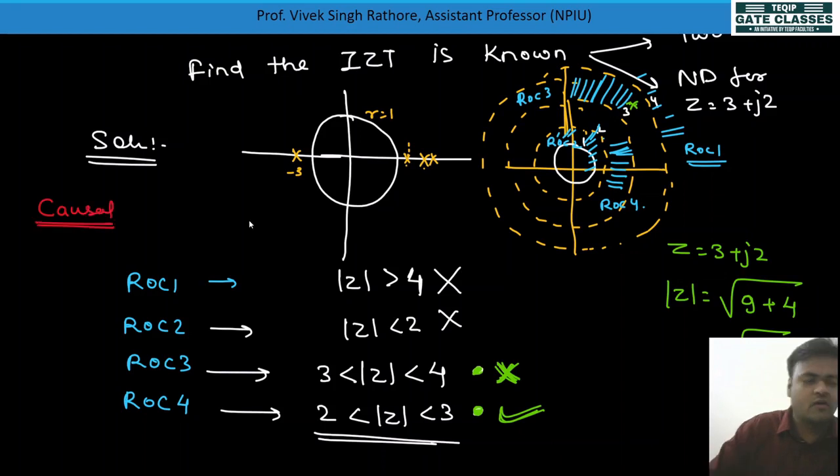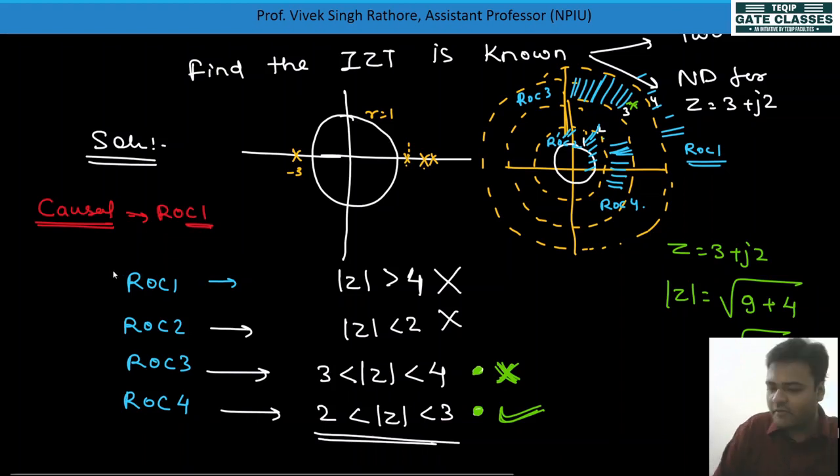which ROC or which inverse Z transform is to be taken, then your answer would be, just pause your video, think over it, and then see the video. For causal, obviously all signals are right sided, so obviously we'll take ROC number 1. ROC number 1 will be taken as the ROC for the causal response.